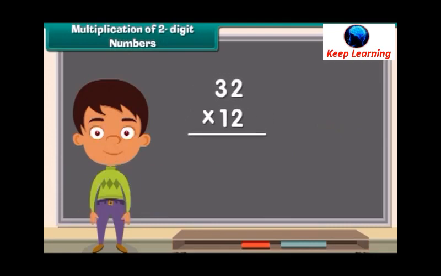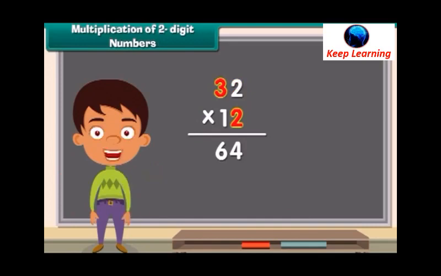Now let us multiply 32 by 12. 1. Multiply 2 by 2 to get 4. Write 4 below the line at the ones place. 2. Then multiply 3 by 2. Answer is 6. Place 6 below the line at the tens place.